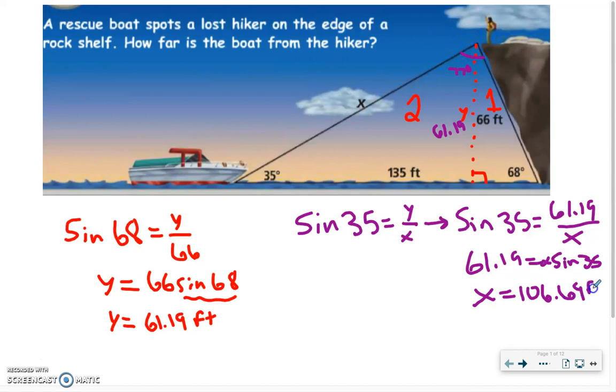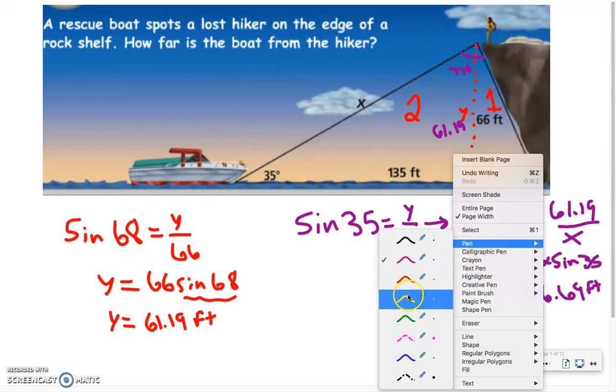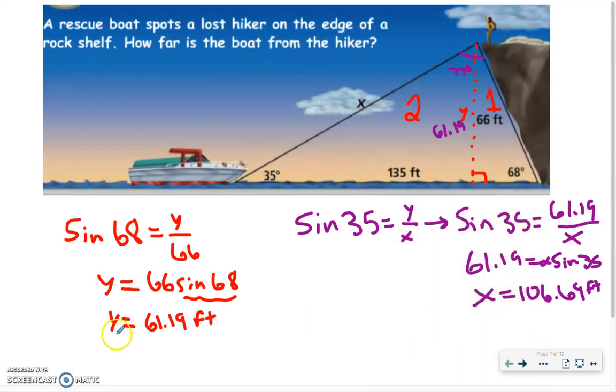106.69 feet. So we want to think here and just compare a little bit about what seems realistic. Should x be bigger than y?